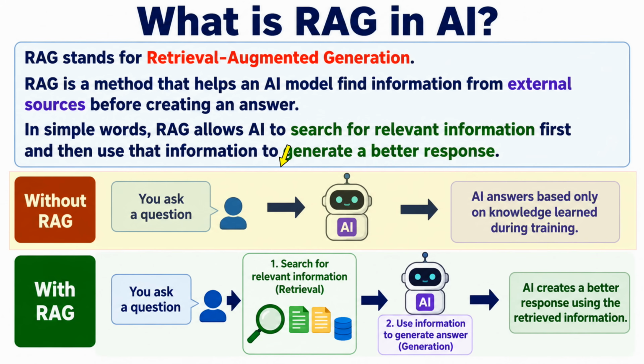Without RAG, you ask a question to AI. AI answers based only on the knowledge learned during training. With RAG, you ask a question to AI. AI searches for the relevant information, which is called retrieval, and uses that information to generate an answer, which is called generation. In this case, AI creates a better response using the retrieved information.